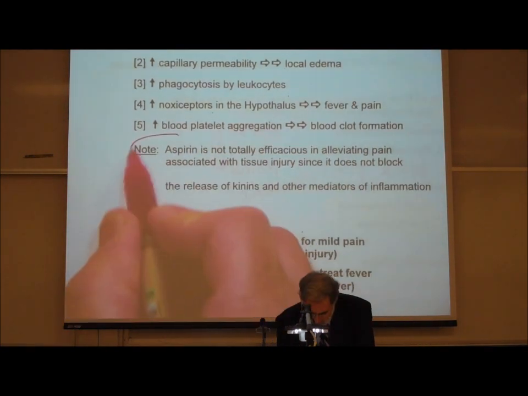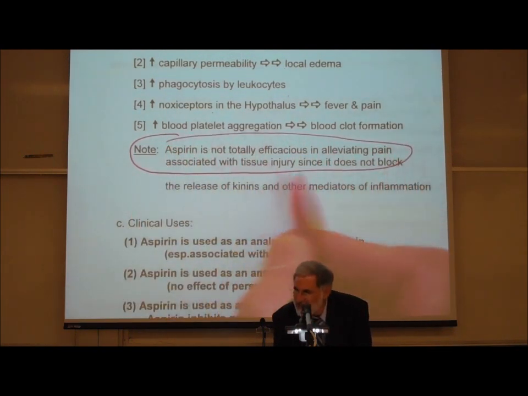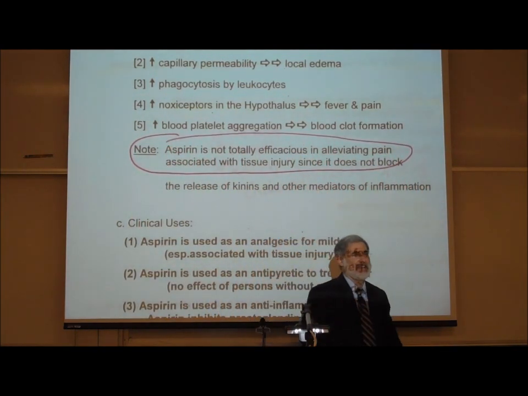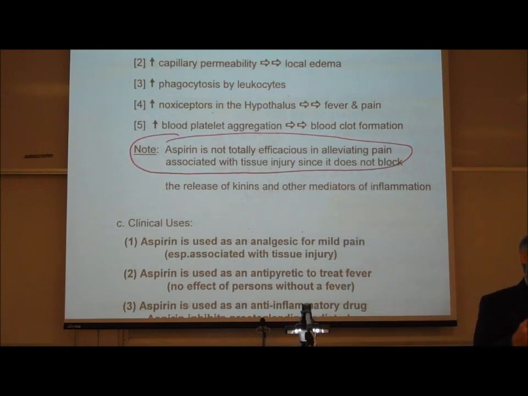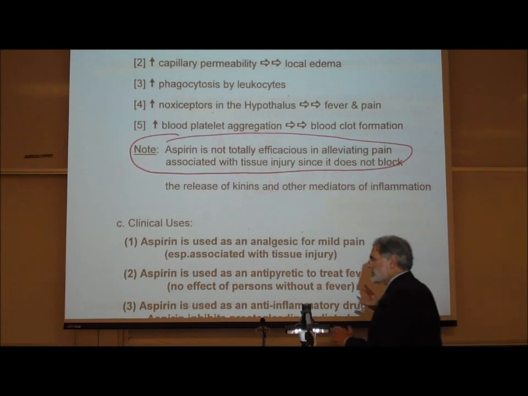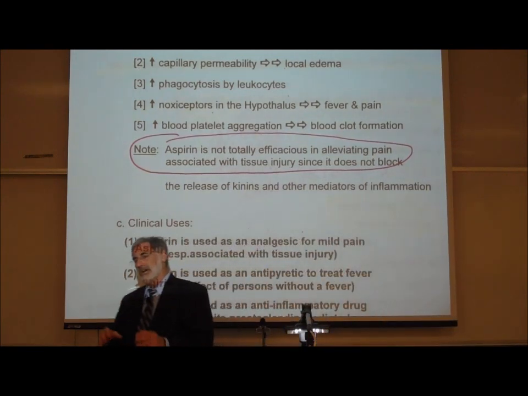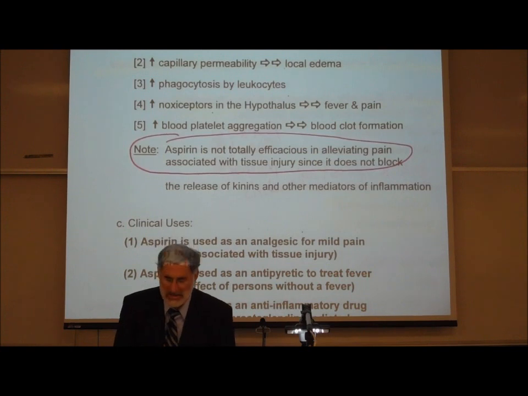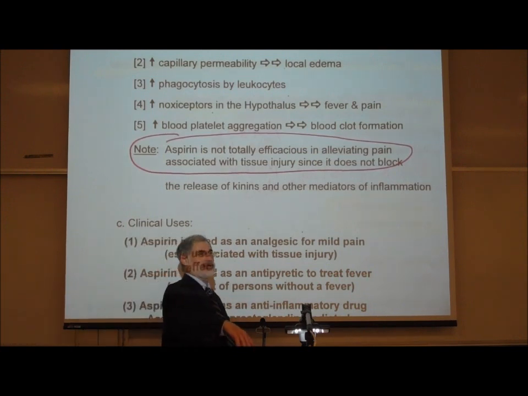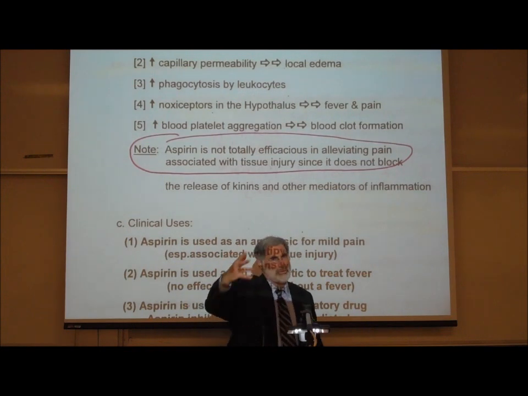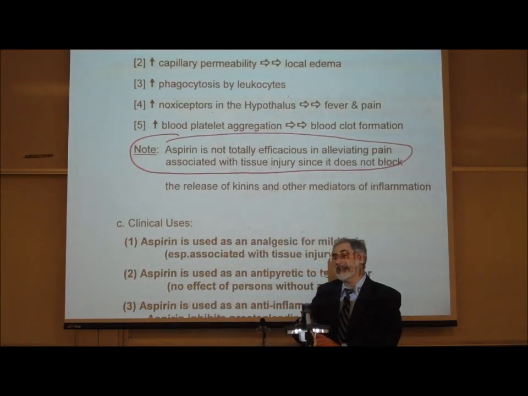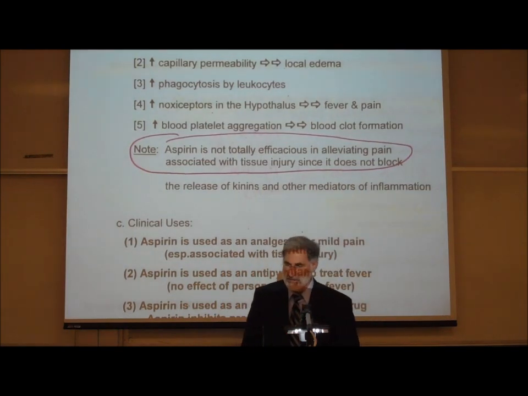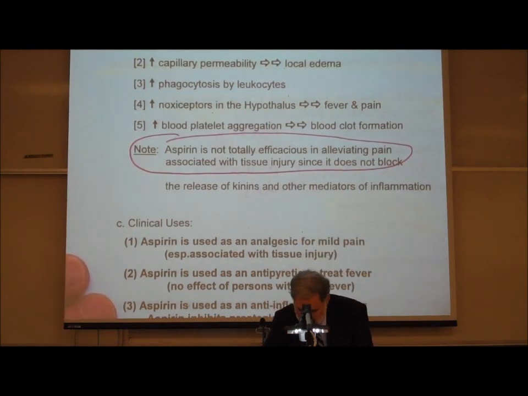Now, I made a note that aspirin is not totally effective in alleviating pain. Why not? Because what activates pain fibers are both prostaglandins and kinins. Do you remember kinins? And so aspirin and ibuprofen and these other drugs only stop the production of prostaglandins. They do not stop the production of histamine and kinins and leukotrienes. So it will reduce activation of pain fibers, but not eliminate it, because the kinins and other chemical mediators are still being released.